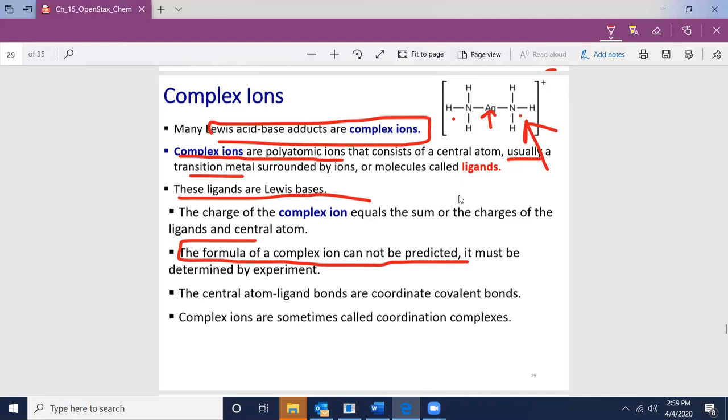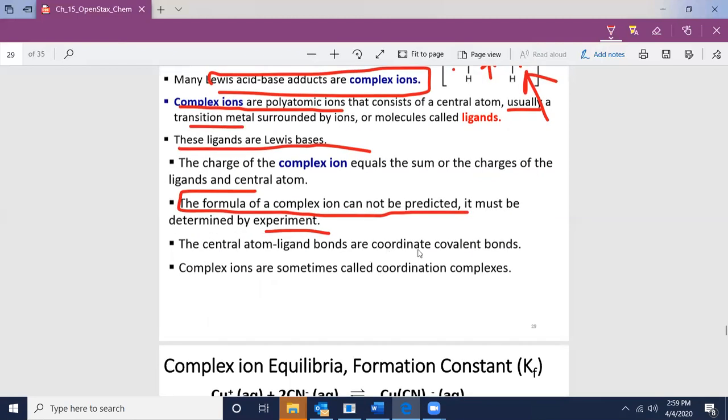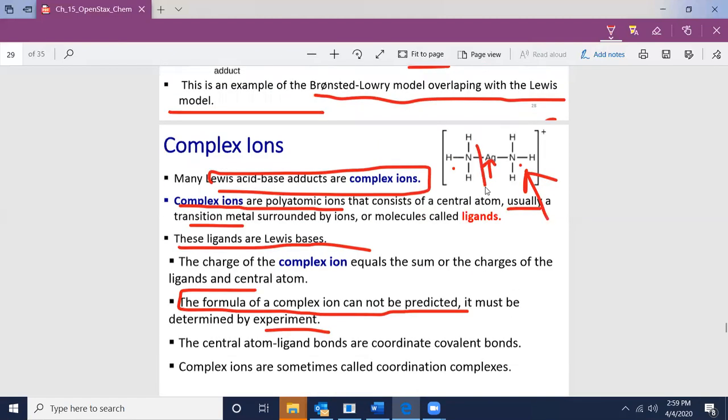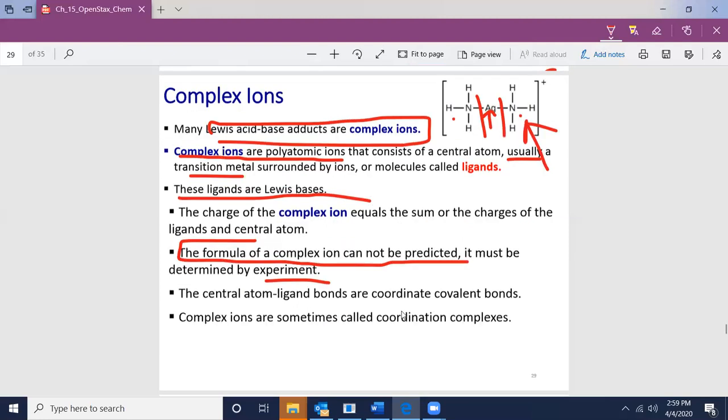Instrumentation is not capable of figuring out their structure. Sorry, prediction is not capable enough to have you write down or draw a Lewis structure or three-dimensional structure of the complex ions. They are only experimentally determined. The central atom-ligand bonds are coordinate covalent bonds. So this bond and this bond are coordinate covalent bonds. Complex ions are sometimes called coordination complexes as well.